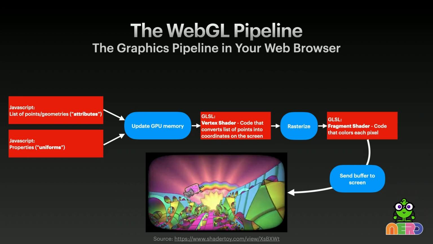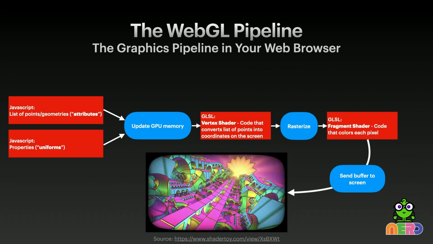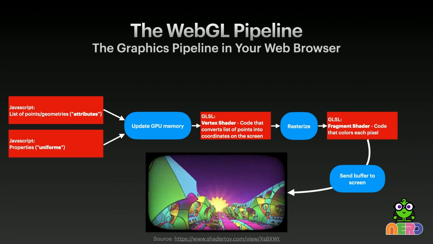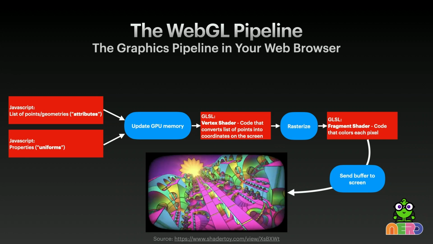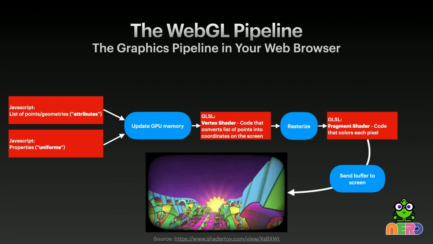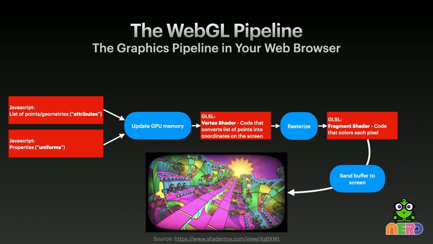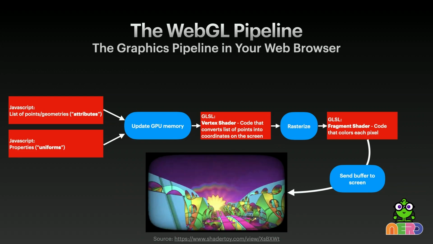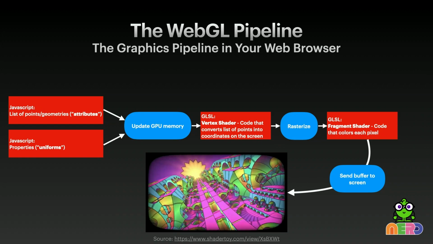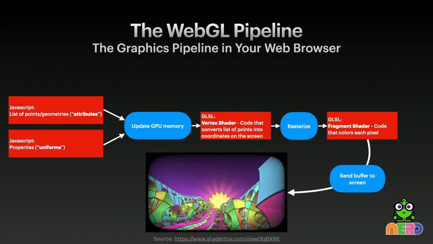All that stuff gets dumped into the GPU memory. The uniforms could get redumped every frame. And then that goes into a vertex shader. So this is the code that converts this list of points into basically another list of points, but everything refers to some coordinate on the screen.